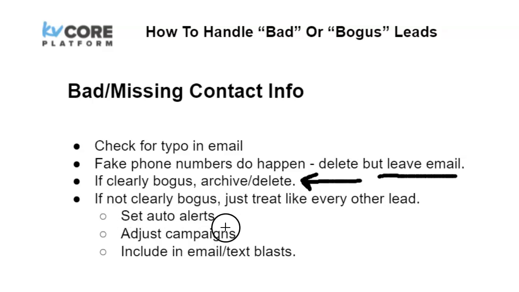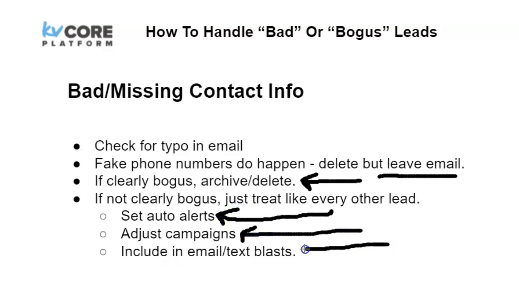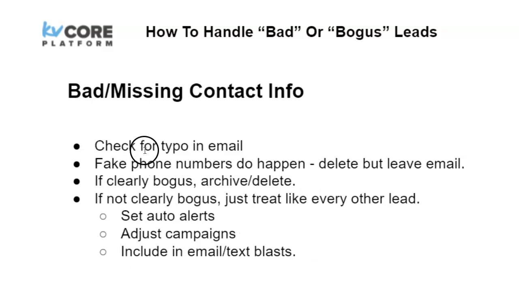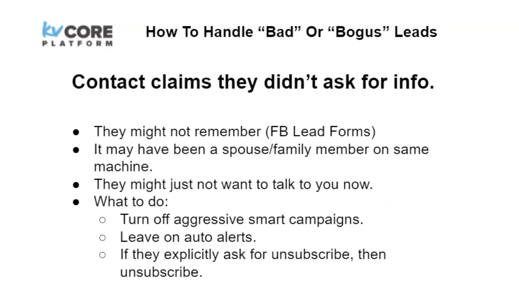If it's not clearly bogus, just treat it like every other lead. So just set automatic property alerts for every lead. Adjust your campaigns, whatever system you have going for all your leads, leave them on, and include those leads in email or text blasts. Meaning, if you think the email looks bad, just go ahead and let it run anyway until you know for sure that it isn't getting through. Or go ahead and try to change the email, delete the phone number, do the things I just mentioned, and let the system run. Don't worry too much about it.